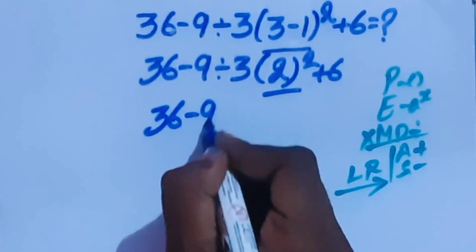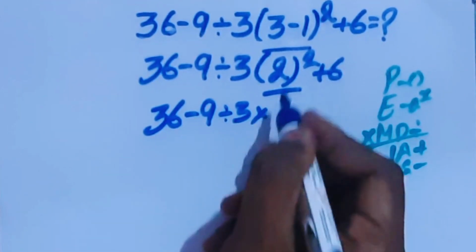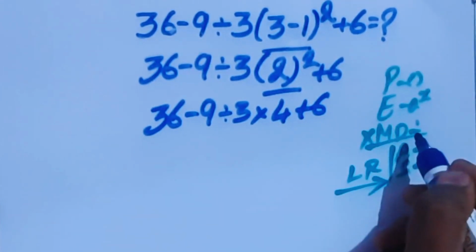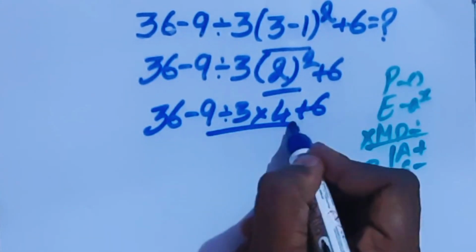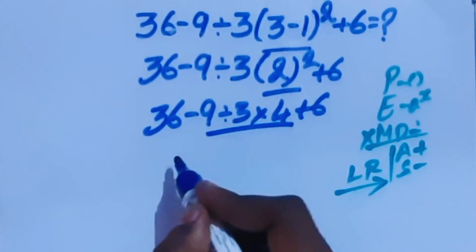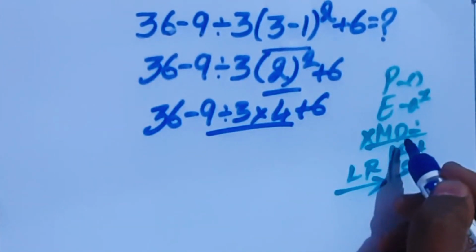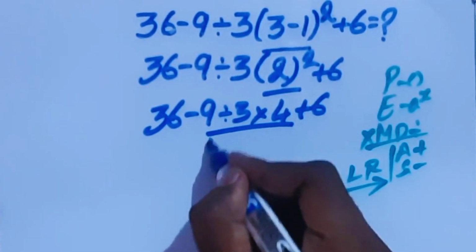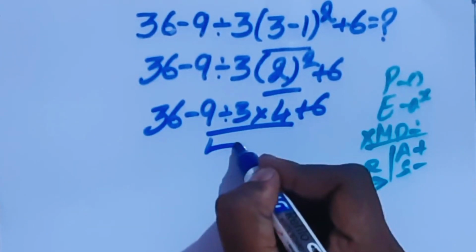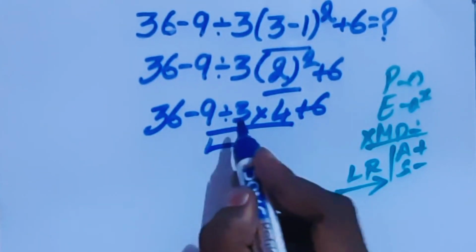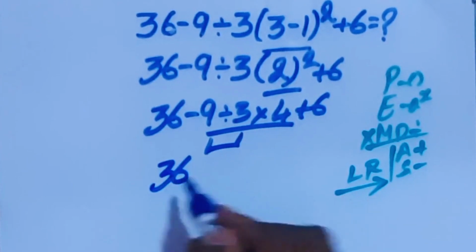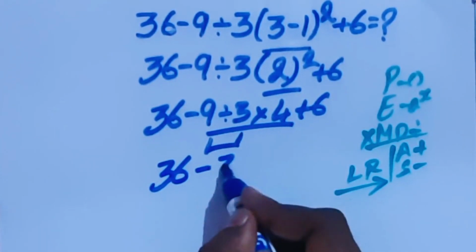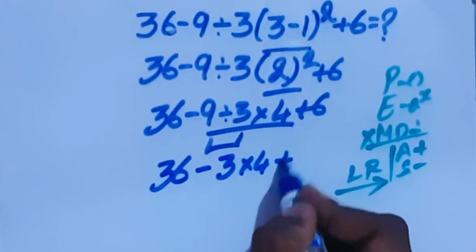36 minus 9 divided by 3 times 2 power 2 is 4 plus 6. Here the next priority is multiplication and division. So we have to do division and multiplication before addition and subtraction. Multiplication and division are equal priority. For equal priority, we have introduced the left to right rule. Here left to right is this 9 divided by 3. So we have to do this before this operation here. 36 minus 9 divided by 3 is 3 times 4 plus 6.